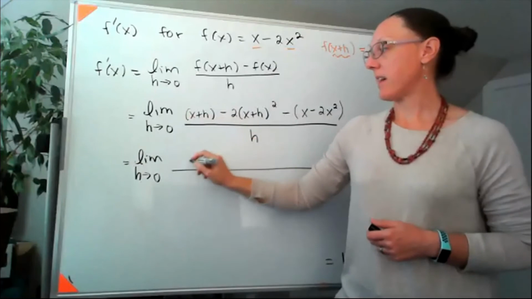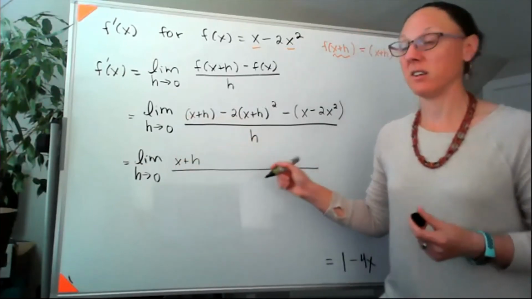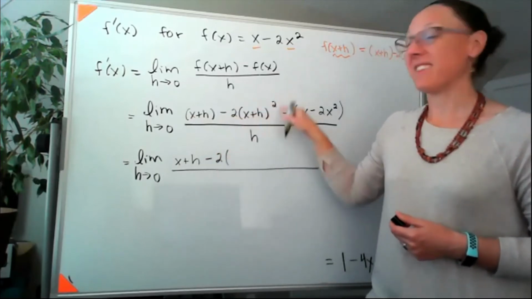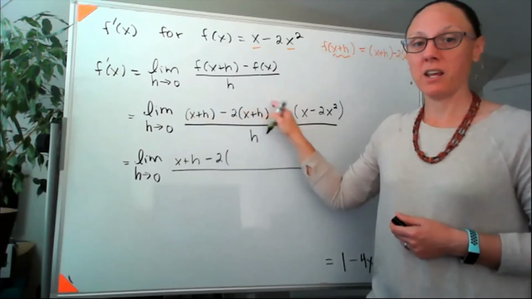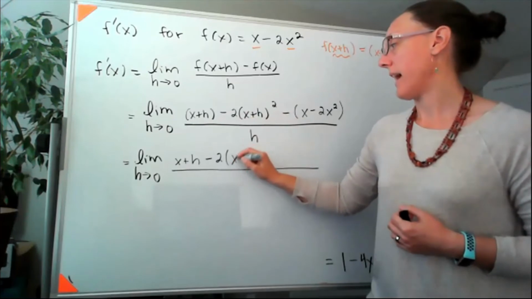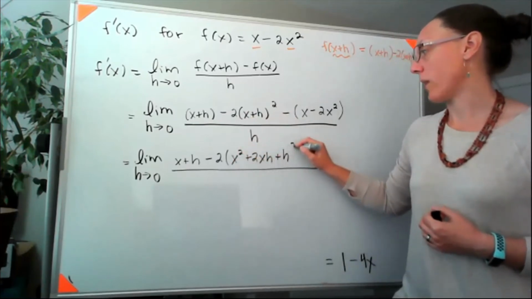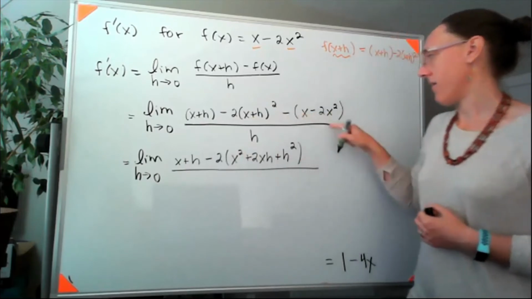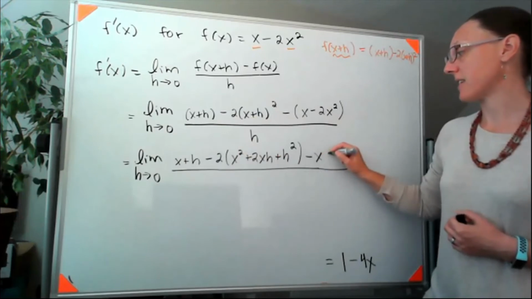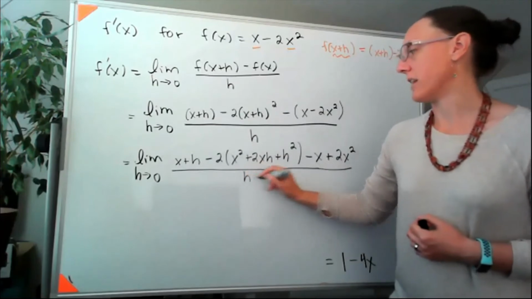So I've got x plus h. It doesn't need to be in parentheses because we're just adding 2 things. I'm going to have negative 2 times, and this one I'm going to keep in parentheses for a minute, just because I need to write out that step. So that x plus h squared, I'm going to get x squared plus 2xh plus h squared. And then I'll go ahead and distribute that minus sign through. So I've got minus x and plus 2x squared. And then the whole thing's over h.